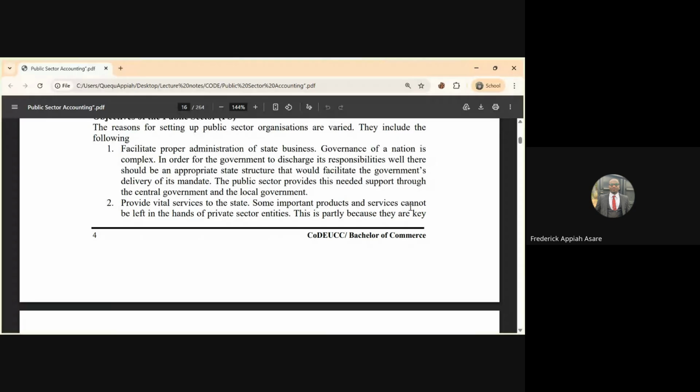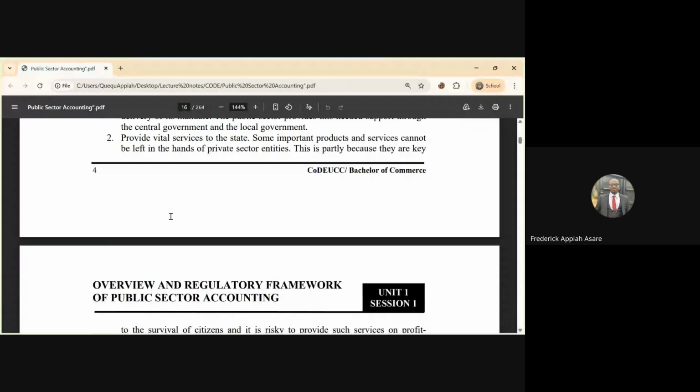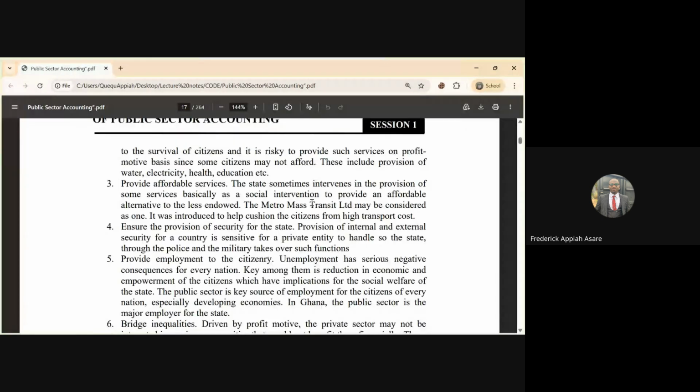Important products and services cannot be left in the hands of the private sector. This is partly because they are key to the survival of citizens. It is risky to provide such services on a profit basis that some citizens may not afford. These include provision of water, electricity, health, and education.